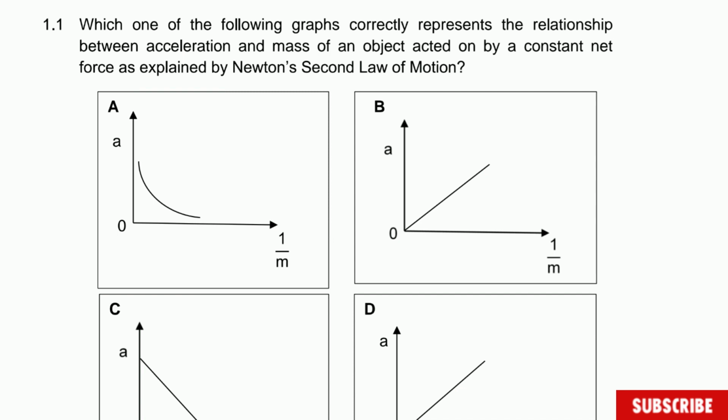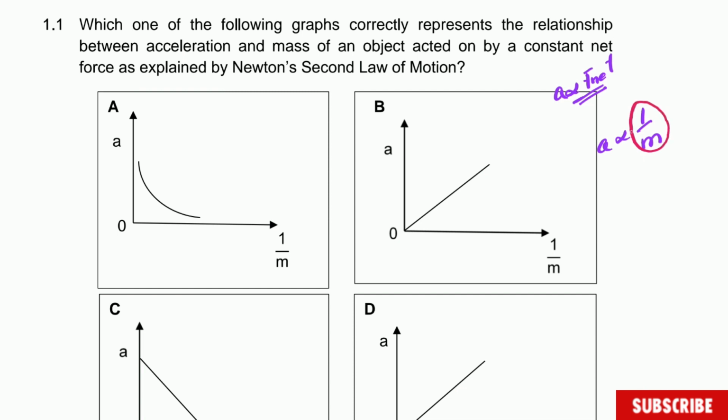Okay, so question 1.1 says: which one of the following graphs correctly represents the relationship between acceleration and mass of an object acted on by a constant net force, as explained by Newton's second law? We're talking about Newton's second law, and it has two parts. One of them is that acceleration is directly proportional to the net force, and the other is that acceleration is inversely proportional to mass. However, it is inversely proportional to mass, but it is directly proportional to the inverse of the mass. So you can see here it's directly proportional to all these terms.